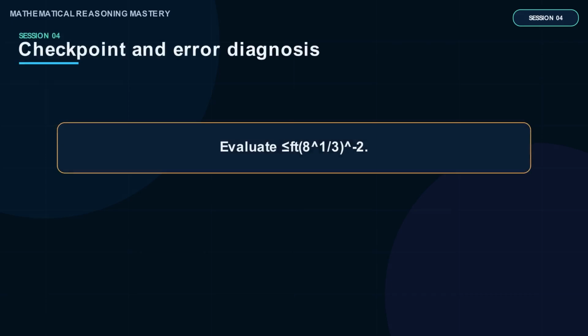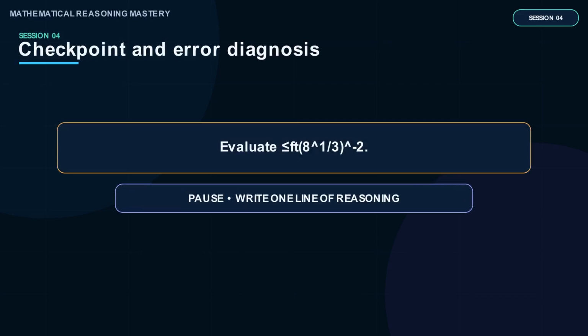Try this checkpoint without copying the example. Evaluate the quantity 8 to the power 1/3, all raised to the power minus 2. Decide which mathematical fact controls the answer. Pause and write one line of reasoning before committing. A visible decision is easier to inspect, explain, and correct than an unsupported guess.